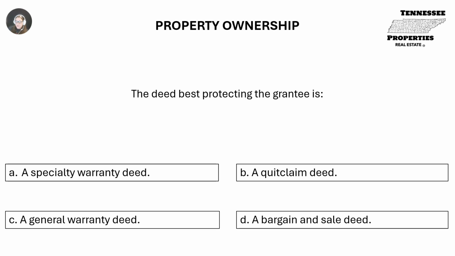The deed best protecting the grantee is A. A special warranty deed, B. A quitclaim deed, C. A general warranty deed, or D. A bargain and sale deed. C. A general warranty deed.